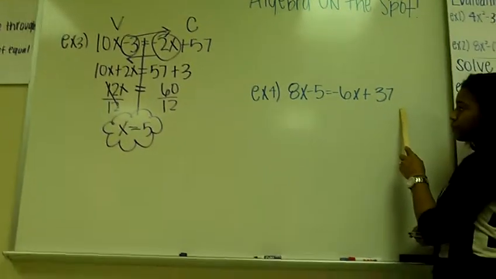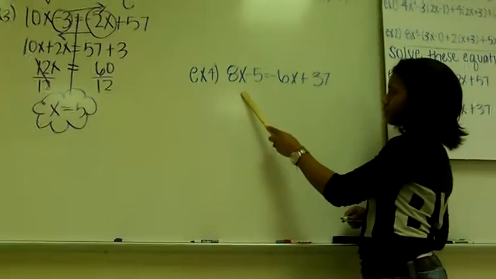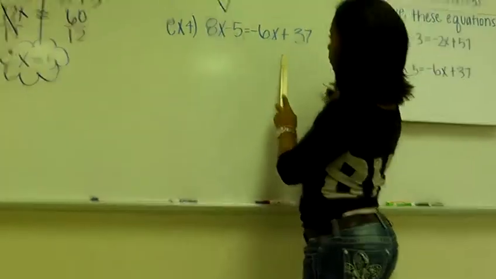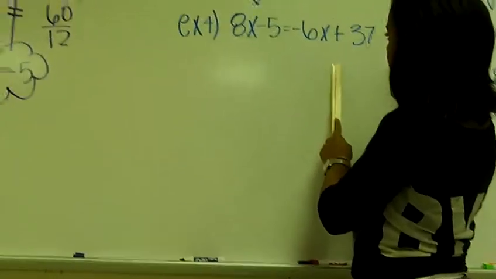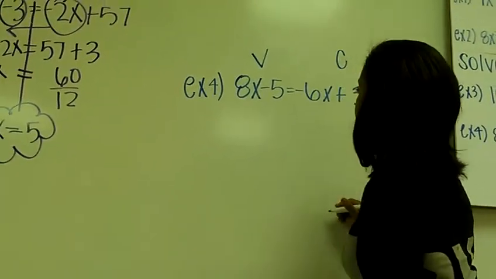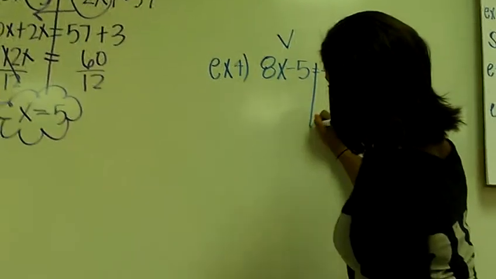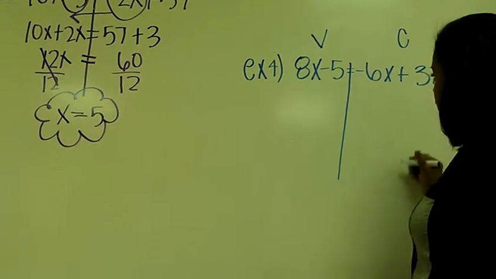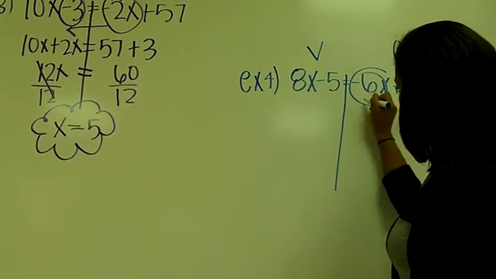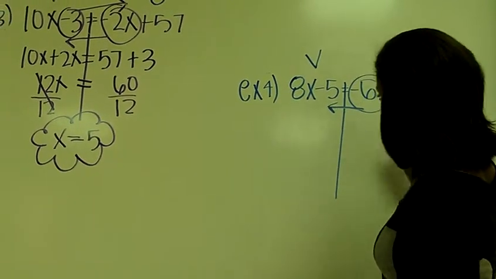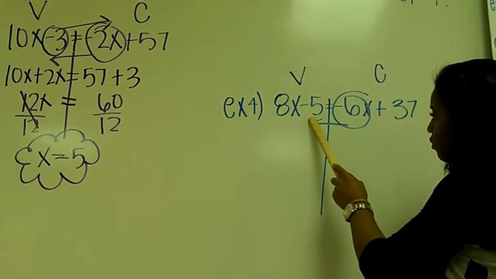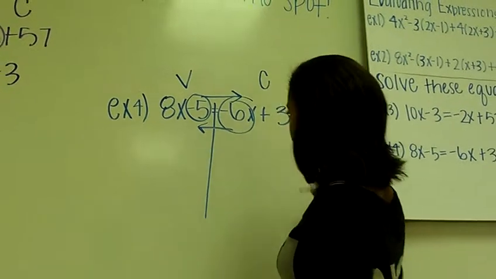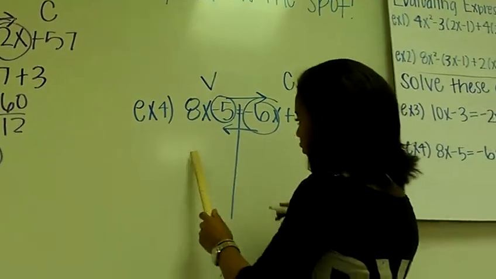Again, we have the left side of the equation for our variables. And we'll use the right side of the equation for our constant terms. Draw a vertical line through the equal sign. Let's move the negative 6x to the variable side. Let's move the negative 5 over to the constant side. So we'll bring the 8x down.